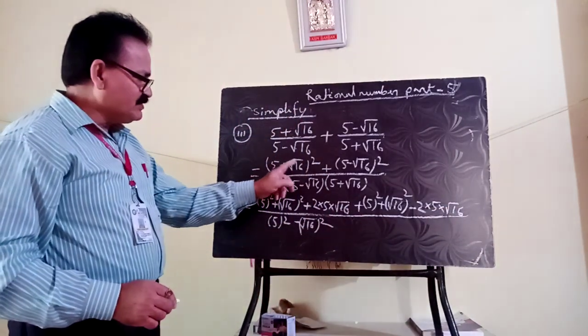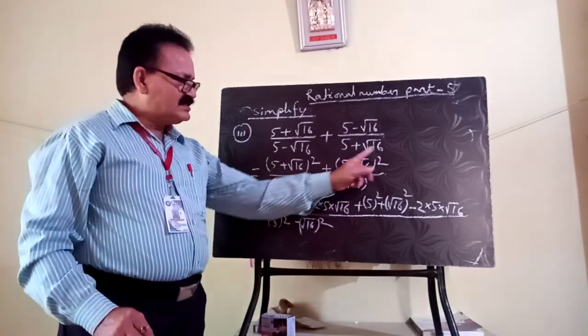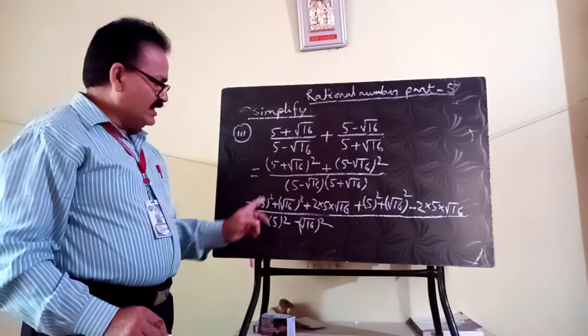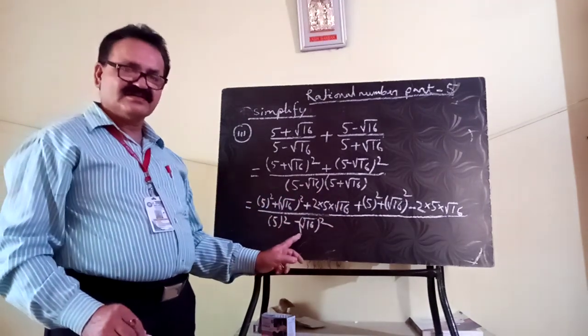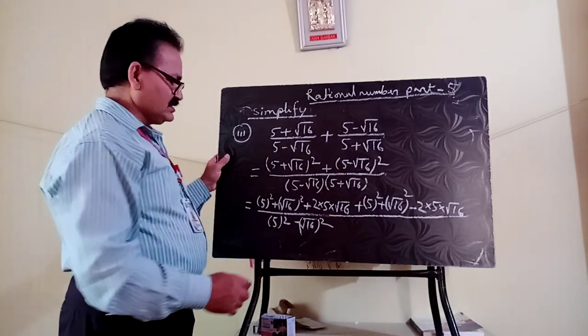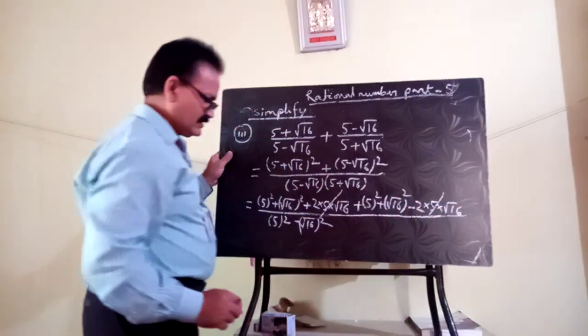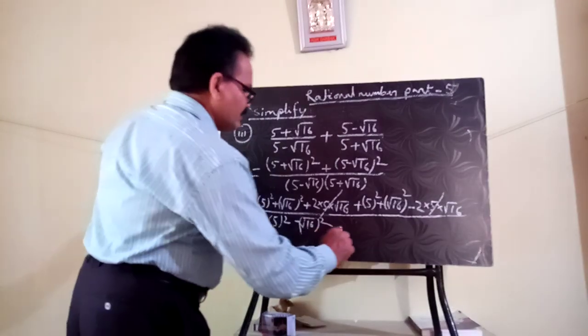So a plus b whole square means a square plus b square plus 2ab, and a minus b whole square means a square plus b square minus 2ab, and a minus b into a plus b is your a square minus b square. I have used these three formulas in this case. Now this part and this part cancel each other. So what will be your final answer?